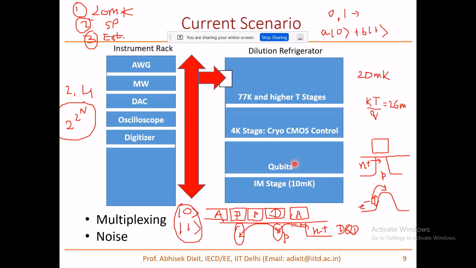Okay, so this is where your qubits are kept. This is where your control circuitry is kept, and this is where a lot of other things are utilized. Then there is a feedthrough through which all the wires come into the dilution refrigerator. The instrument rack includes things like arbitrary waveform generators, microwave sources, digital to analog converters, oscilloscopes, digitizers, and a range of instruments which are used to measure these kinds of quantum systems.